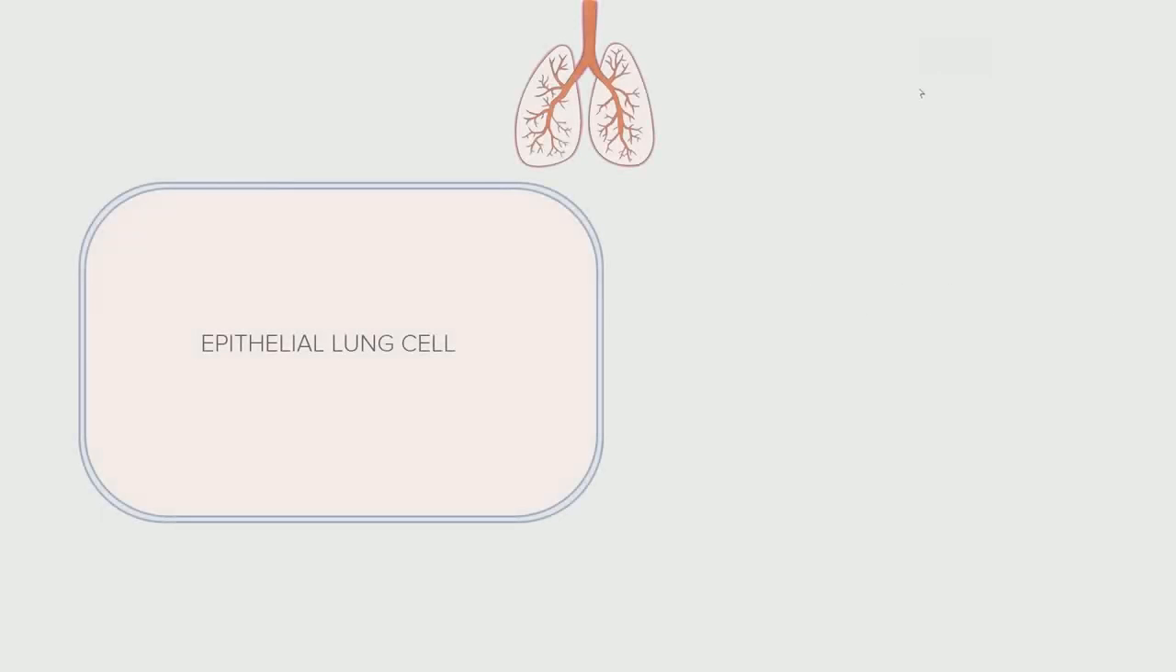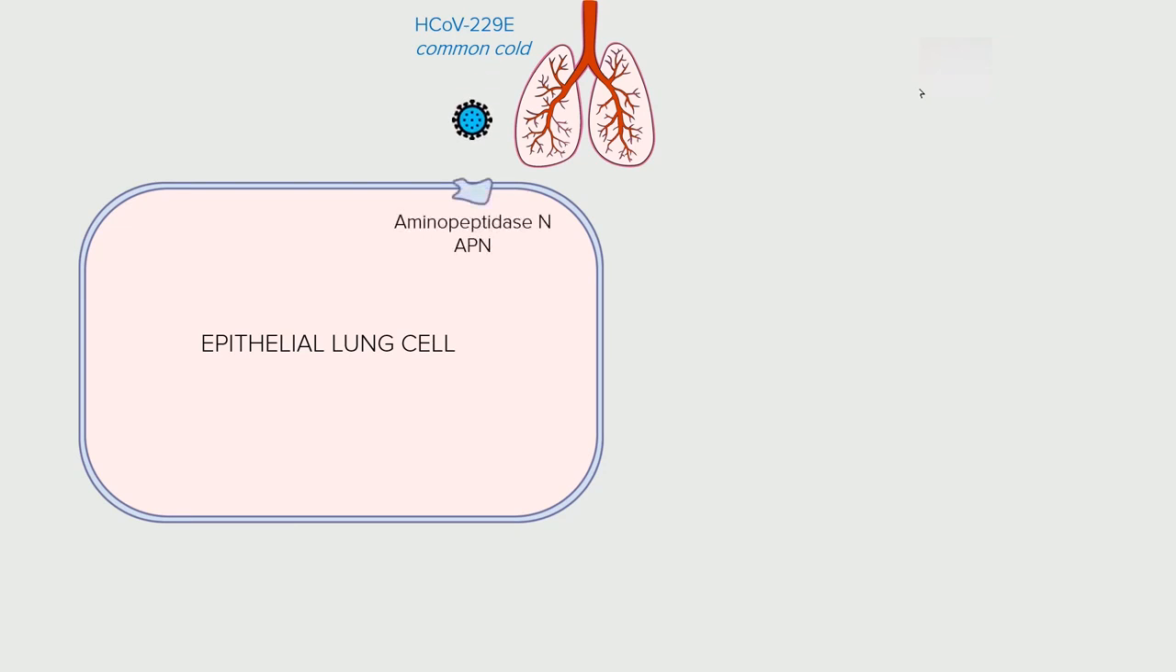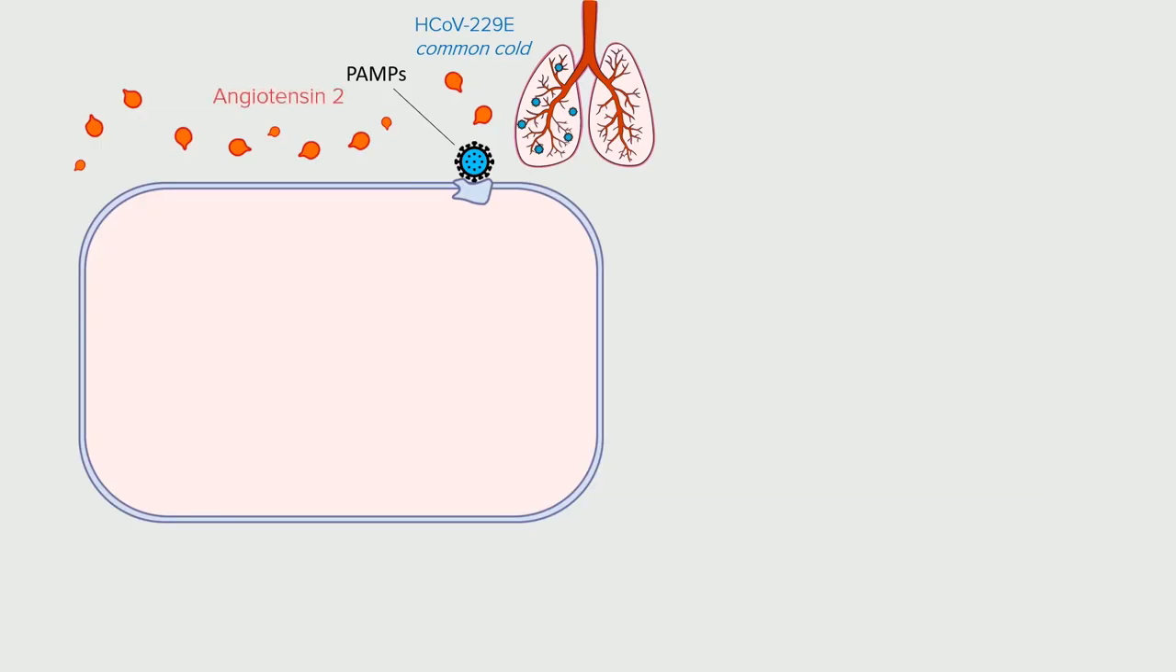Let's take a look at how a lung epithelial cell responds to a benign coronavirus like HCoV-229E that causes the common cold. HCoV infects cells by attaching to a membrane protein called aminopeptidase N, APN. As this happens, parts of the virus surface molecules, PAMPs, are recognized by the innate immune system, leading to the production of angiotensin II, or Ang2. The battle begins.